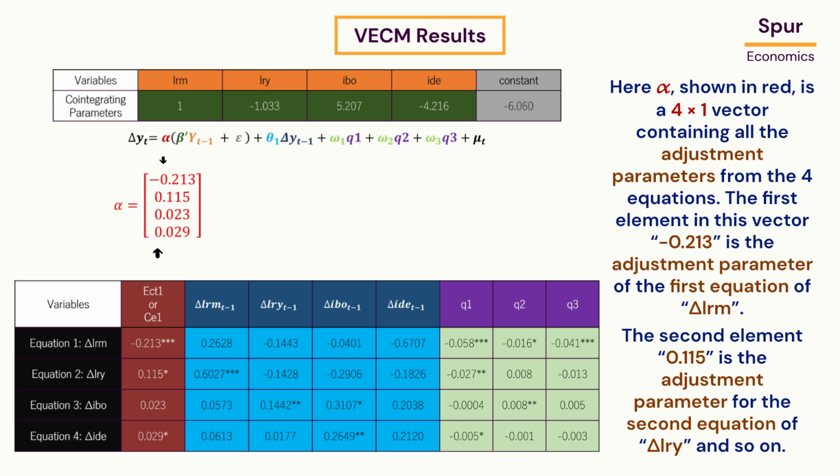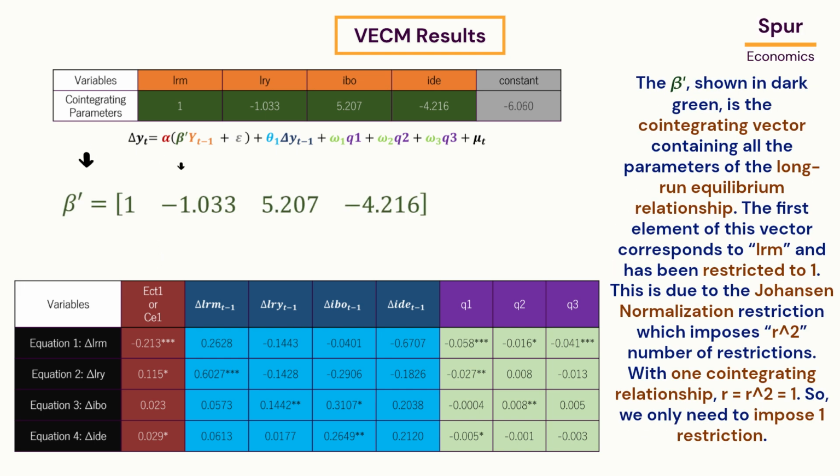Here alpha, shown in red, is a 4×1 vector containing all the adjustment parameters from the four equations. The first element in this vector, -0.213, is the adjustment parameter of the first equation of delta LRM. The second element, 0.115, is the adjustment parameter for the second equation of delta LRY, and so on.